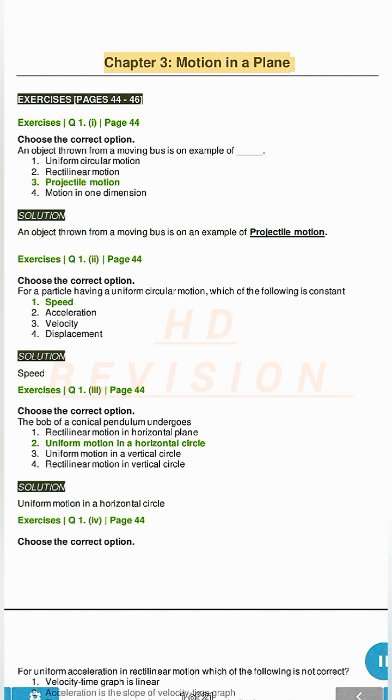Chapter 3. Motion in a plane. Exercises pages 44 to 46. Exercises Q1. Page 44. Choose the correct option.